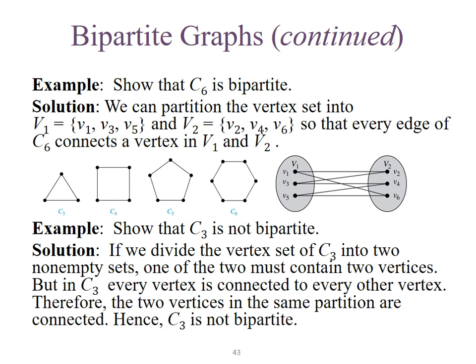Alright, so maybe we can check if a triangle is bipartite. If we have V1, V2, V3, and V1 is in the first category and V2 is in the second category, then we cannot place V3, because it connects to both V1 and V2. So we cannot place V3 into either group to make it a bipartite graph. So the triangle is not a bipartite graph.